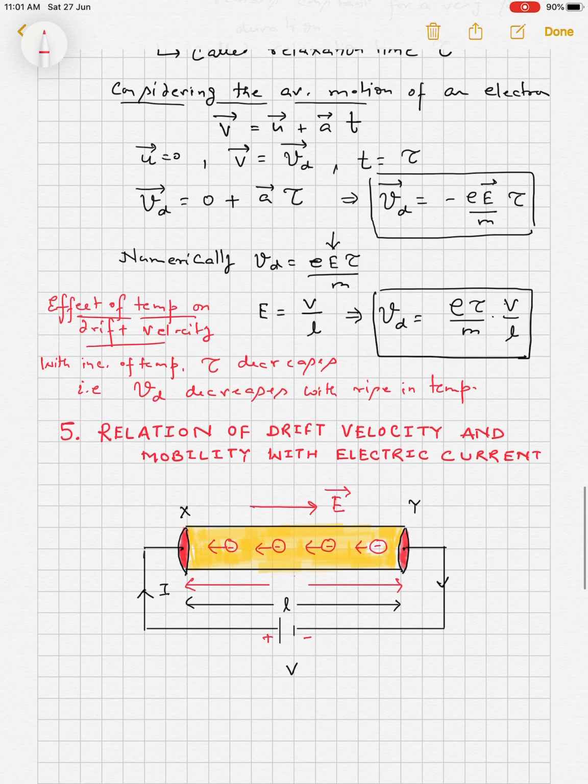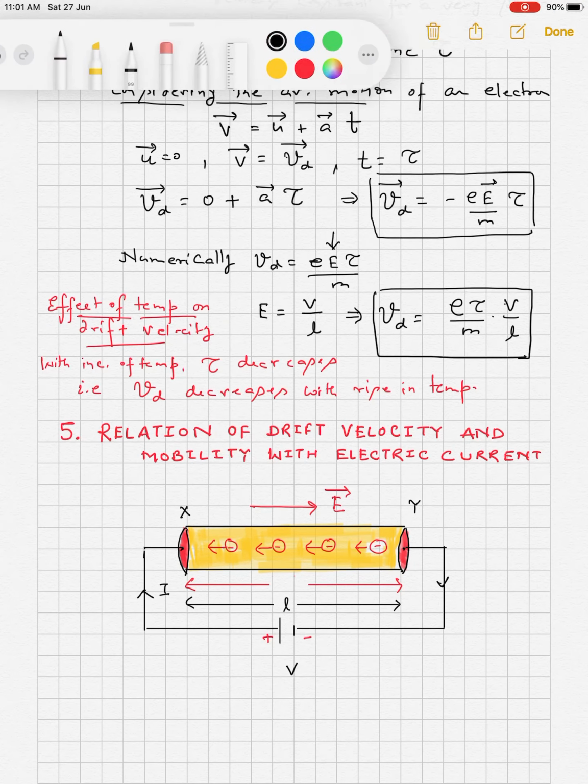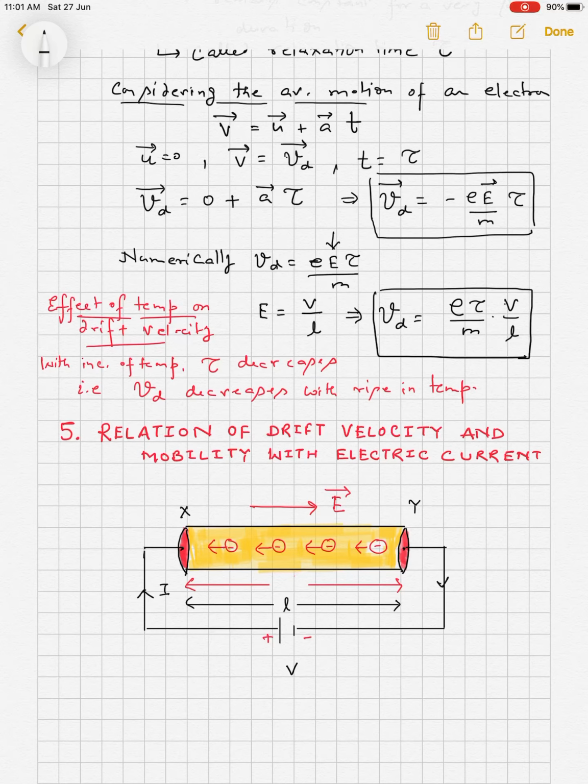Here is a conductor shown. XY is a conductor of length L. When a potential difference V is applied across its ends XY, an electric field is established, and the electrons drift with the velocity vd.